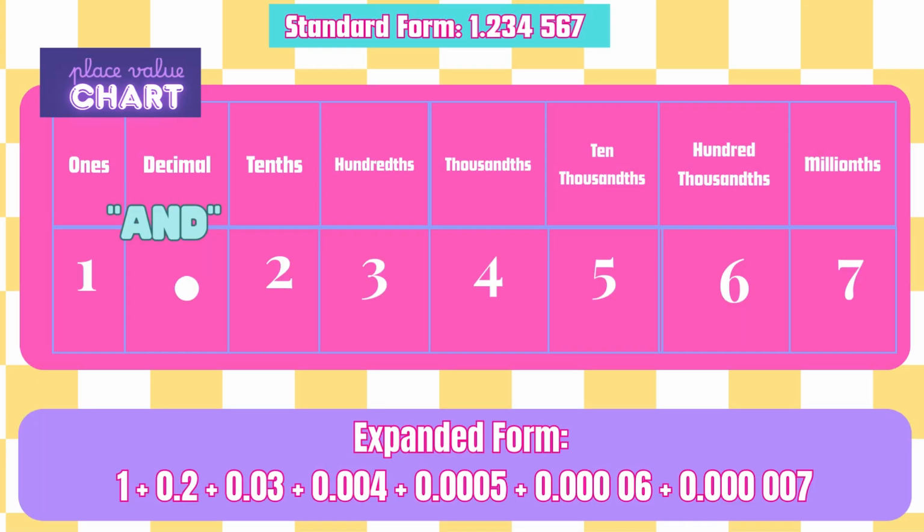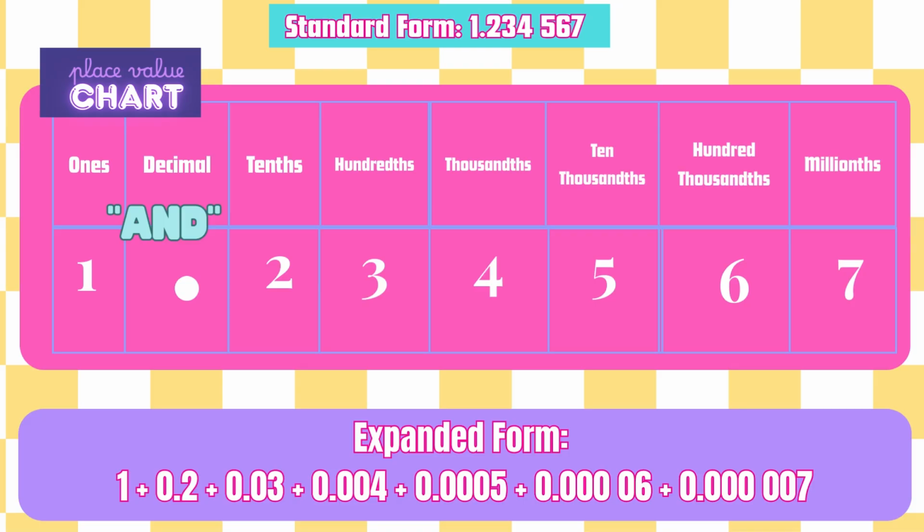On our place value chart, this number would show a 1 in the ones place, then our decimal point, followed by 2 in the tenths, 3 in the hundredths, 4 in the thousandths, 5 in the 10,000ths, 6 in the 100,000ths, and 7 in the millionths place.